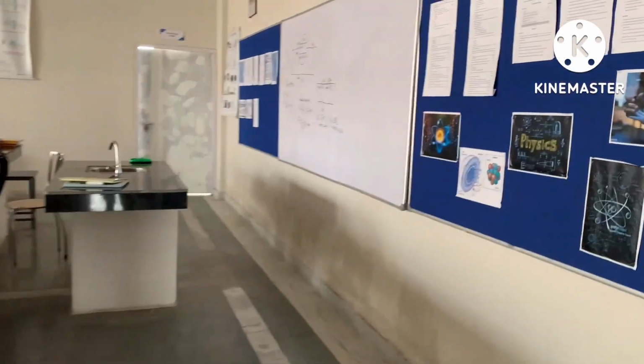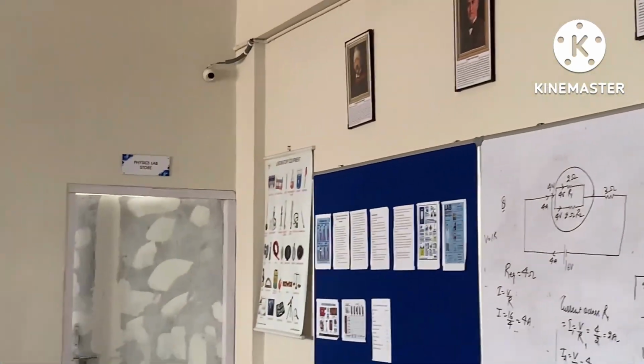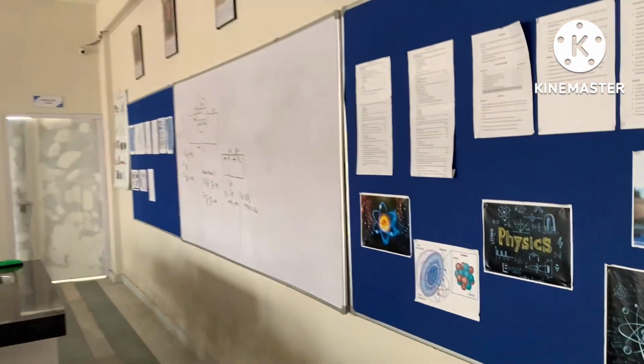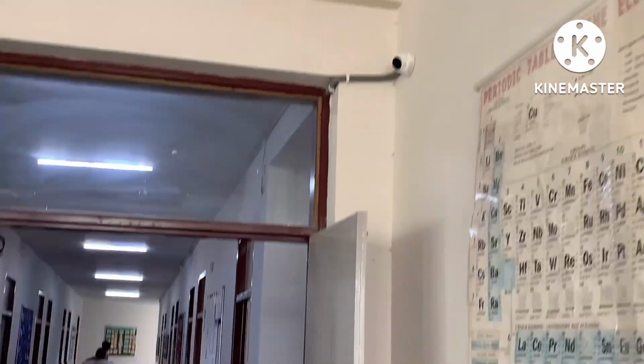Now this is a physics lab. You can see the area. There is a camera over here. You can see the lab. This is the camera. This is the composite lab. This is the camera over here. You can see the camera.